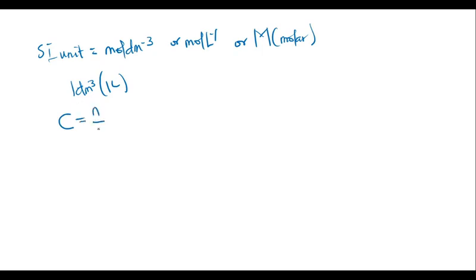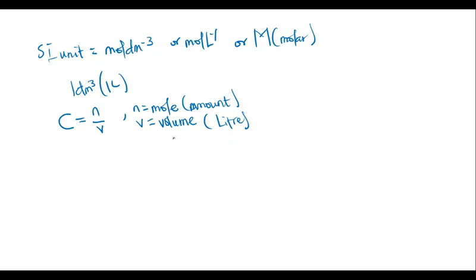Now, amount concentration is given to us by capital C is equal to n over V, where n is the mole and V is the volume. This is where we get the definition: amount concentration is the amount of substance dissolved, which is the mole, in 1 liter of a solution, and the liter of solution is the volume.